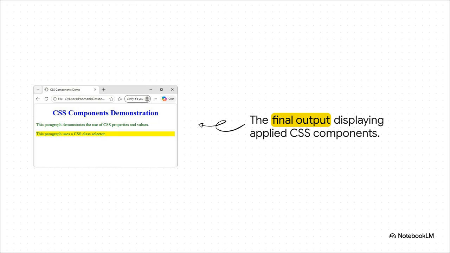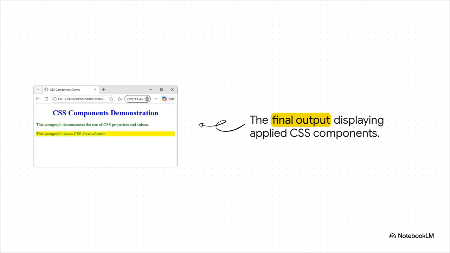Look at how perfectly our instructions were followed. Right at the top, our H1 text is bold, blue, and perfectly centered right in the middle of the window. Below that, our standard paragraph is rocking that 18-pixel green font we specified. And finally, that second paragraph, the one where we applied our custom class selector, has that brilliant yellow background color. Our invisible code successfully transformed into a visual, structured layout.